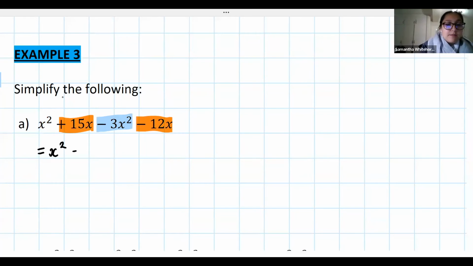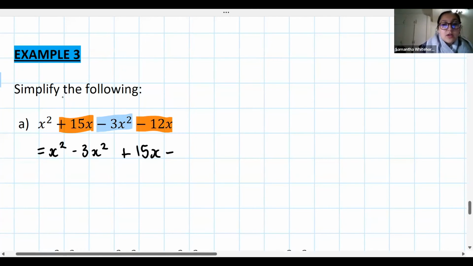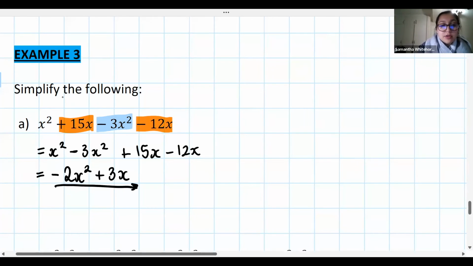x squared minus 3x squared plus 15x minus 12x. You don't have to group it again, guys. If you want to, you can. If you don't, you don't. x squared minus 3x squared is negative 2x squared. 15x minus 12x plus 3x. These are not like terms because the exponents are different. Different exponents, not like terms. All right, so that's it. We've simplified.